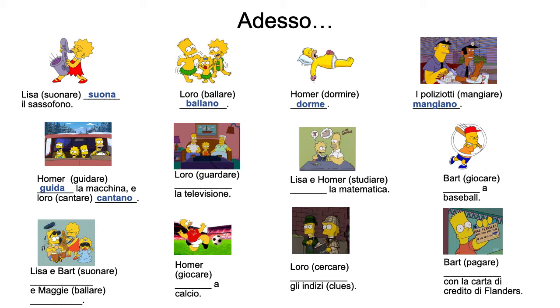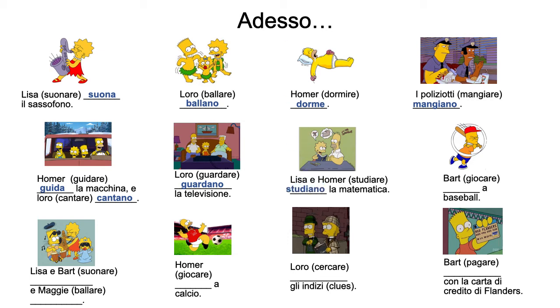So again it's loro, they, the subject. So the correct form of guardare here is guardano, right? Ano is the ending for loro. In the next one, it's again two people, Lisa and Homer. So again, it's loro, right? And I want the form of studiare for loro, it's studiano.